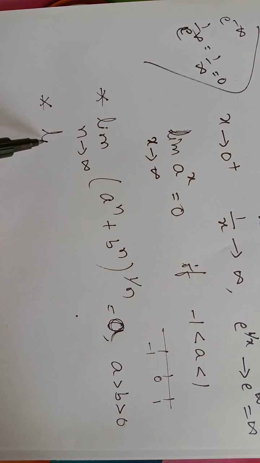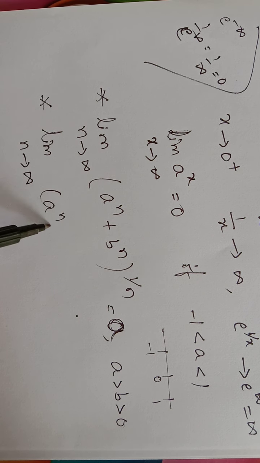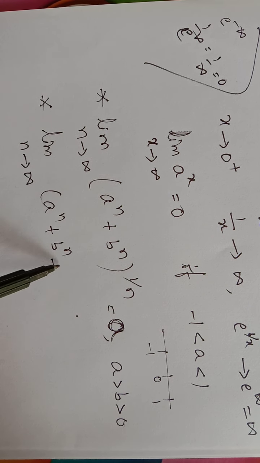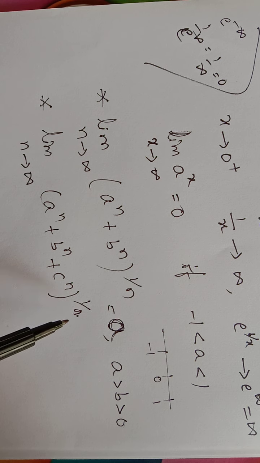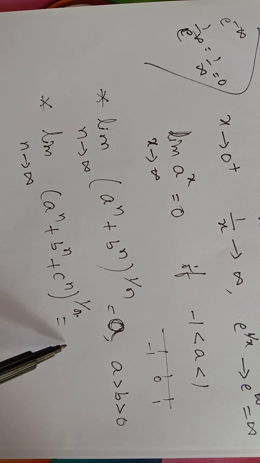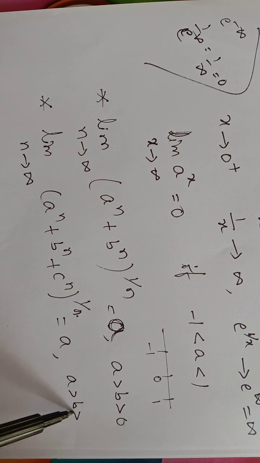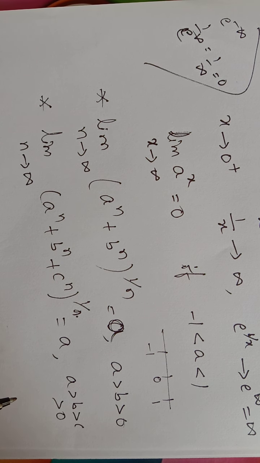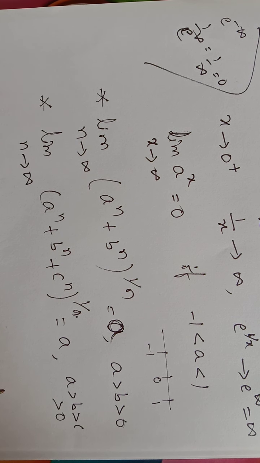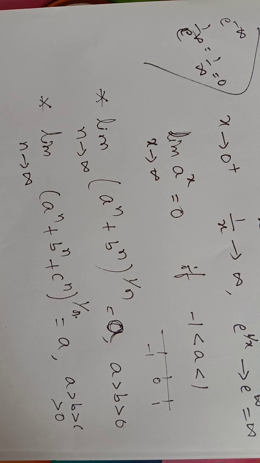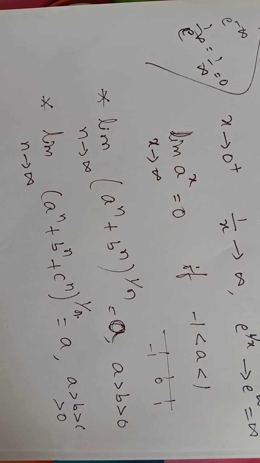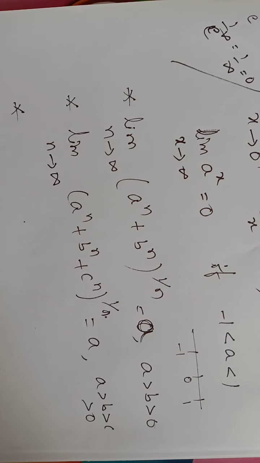Similarly, limit as n tends to infinity of (a power n plus b power n plus c power n) whole power 1 by n is also equal to a if a is more than b is more than c is more than 0. So a is the biggest value among these. Therefore, the limit is equal to a itself. You can remember these two important results.